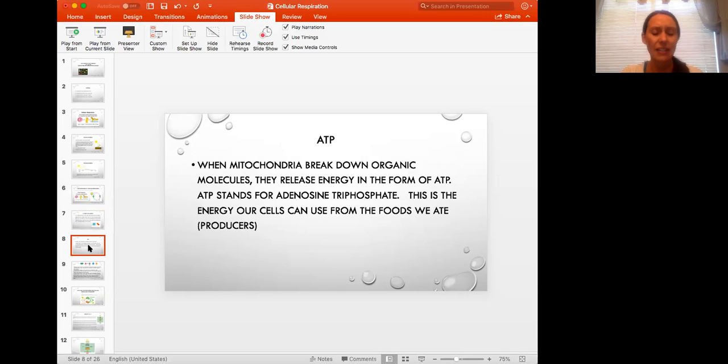Okay, so what exactly is this ATP? When mitochondria break down that sugar, they release the energy in the form of ATP. And ATP stands for, can you say that word? It's a big one. Adenosine triphosphate, and this is the energy that our cells can use from the foods that we eat.